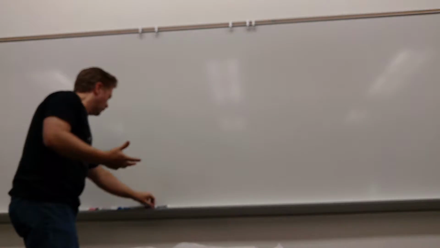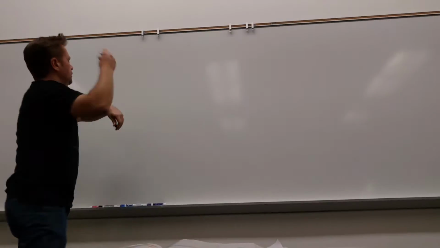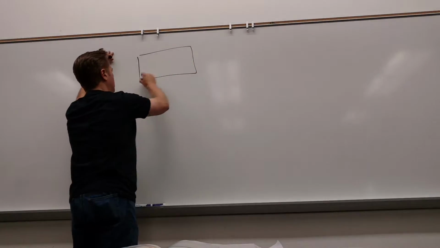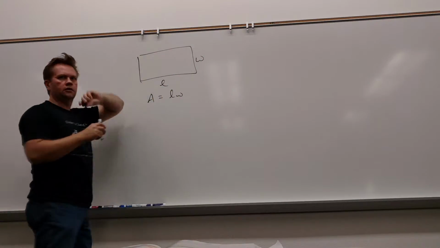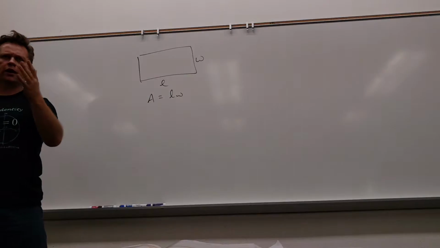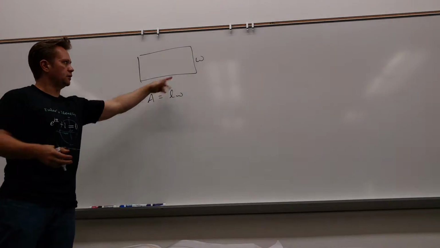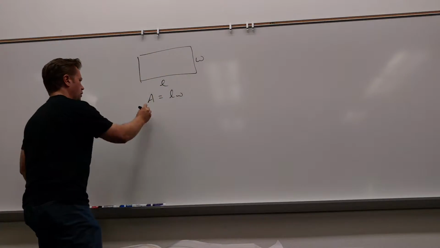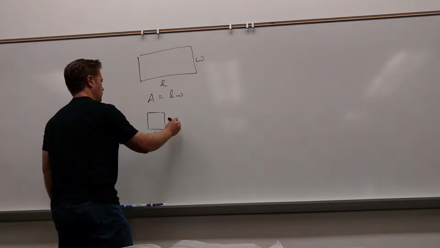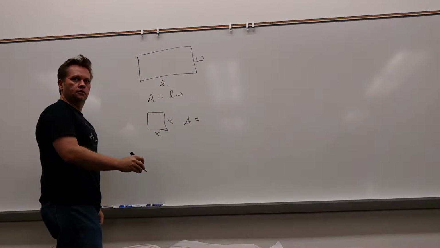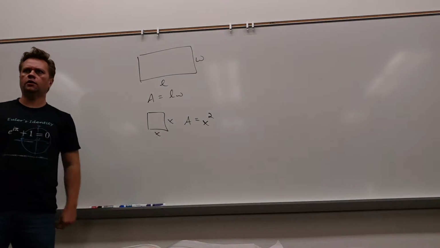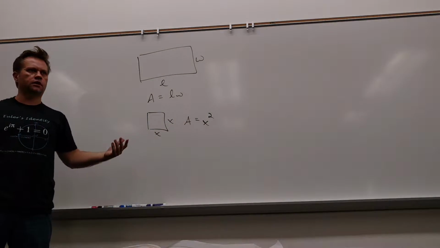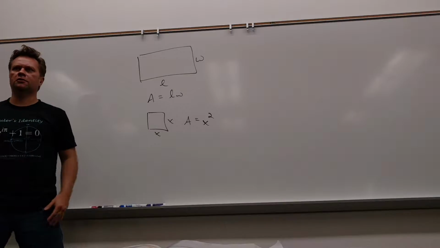But area, you guys better know. What's the area of a rectangle? Length times width. If it's a square, it's the same formula, just that the sides would be the same, right? So if it was a square, the area would be length times width, which in this case would be x times x, or x squared.